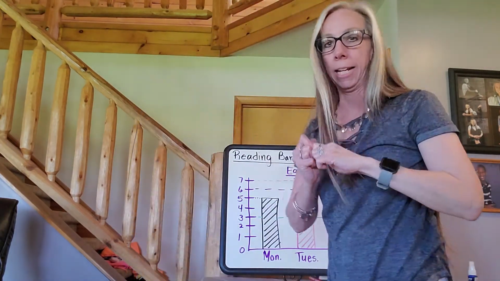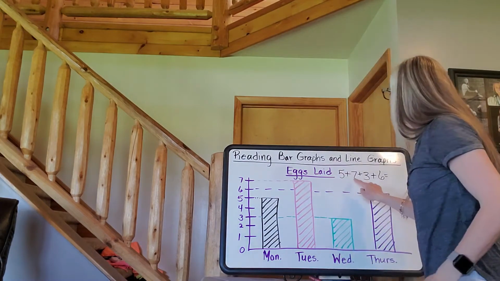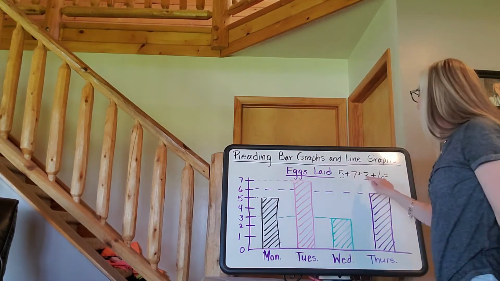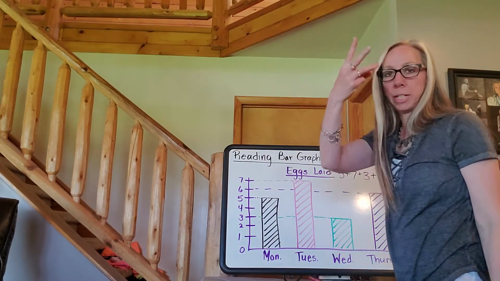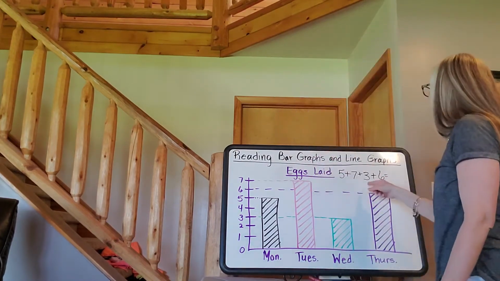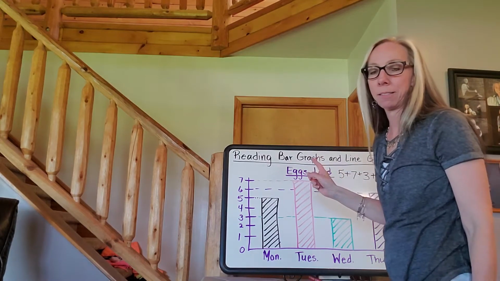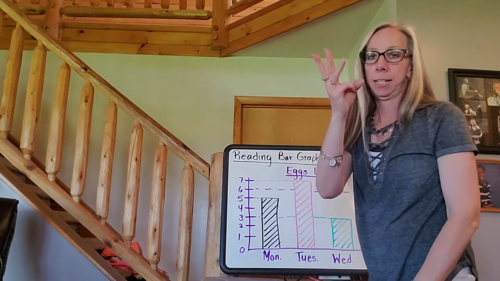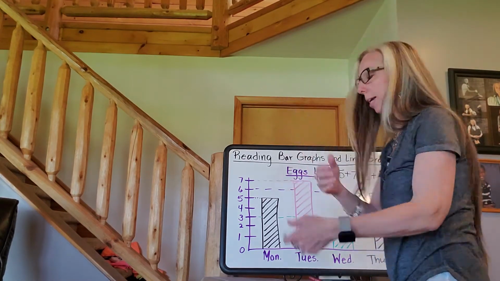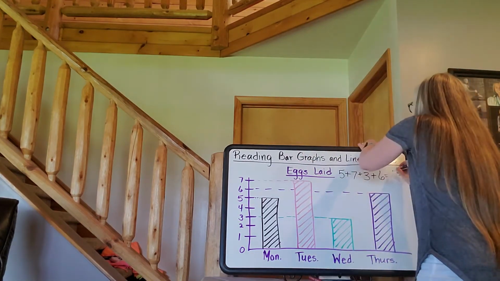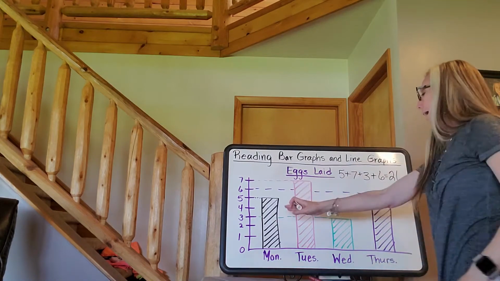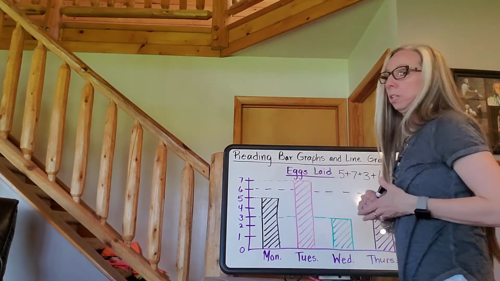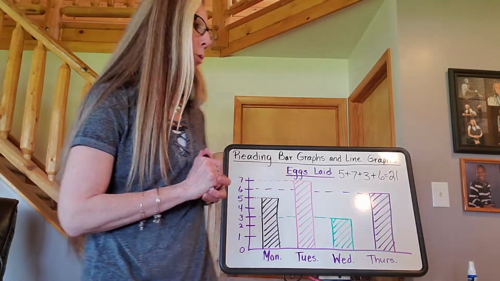So let's start adding them up together. So 5 plus 7. 5 plus 7 is 12. 12 plus 3, 13, 14, 15. So we are at 15. 15 plus 6. 16, 17, 18, 19, 20, 21. That's right. So 21 eggs were laid between those 4 days. That's our total. How many eggs were laid for those 4 days?